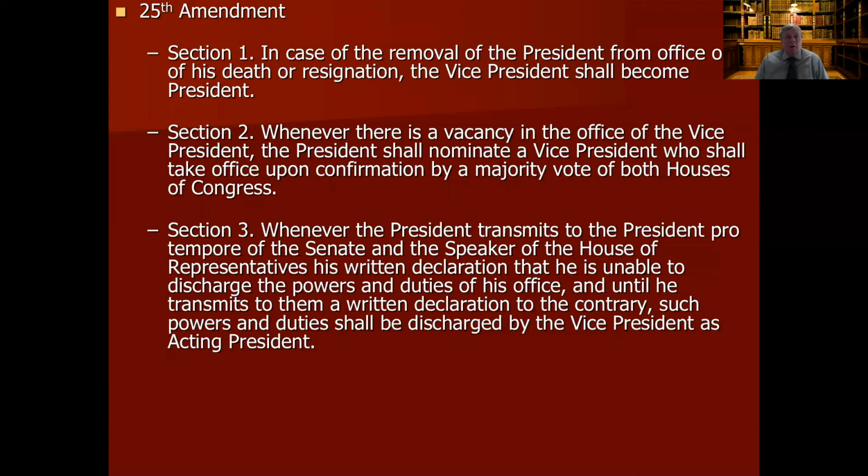Section 3, whenever the president transmits to the president pro tem of the Senate and Speaker of the House of Representatives his written declaration that he is unable to discharge the powers and duties of his office, and until he transmits to them a written declaration to the contrary, such powers and duties shall be discharged by the vice president as acting president.